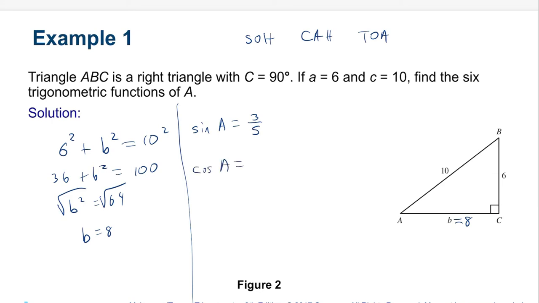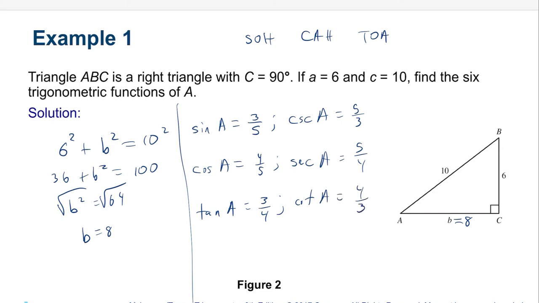Cosine of A is going to be adjacent over hypotenuse. So that's 8 over 10, which turns out to be 4/5. And then we have tangent, which is opposite over adjacent. So that's going to be 6 over 8, which would be 3/4. Once you have those three main trig functions, you can find the reciprocal functions by just taking the reciprocal of the ratios. So cosecant is the reciprocal of sine, so that would be 5 over 3. Secant is the reciprocal of cosine, that would be 5/4. And cotangent is the reciprocal of tangent, which would be 4/3.